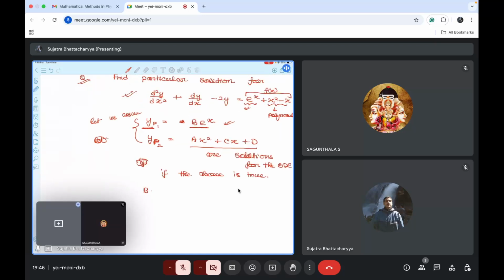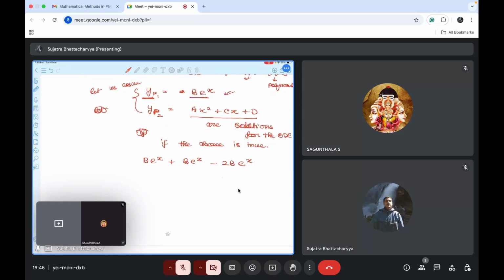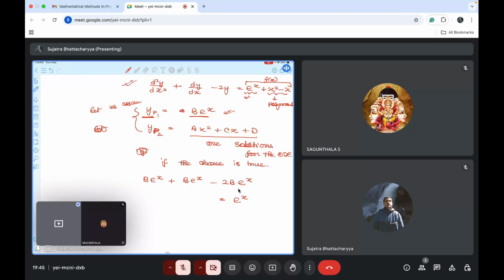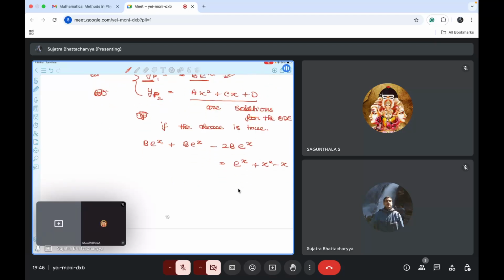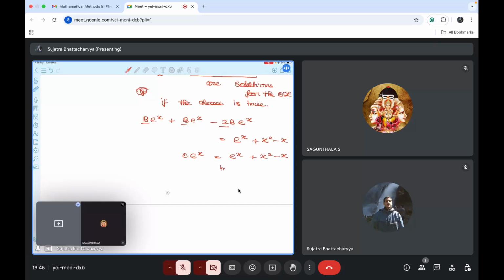It will be b e to the power x, because e to the power x will be differentiated twice, which will be e to the power x, plus b e to the power x again, minus 2b e to the power x. And here you have e to the power x. For the time being, we will only take e to the power x. Also, you can take the other. That's fine. Okay. So on the left hand side, you can see that b plus b is 2b minus 2b, which is 0. So you are getting 0 as against e to the power x plus x squared minus x, which is some kind of an invalid result.